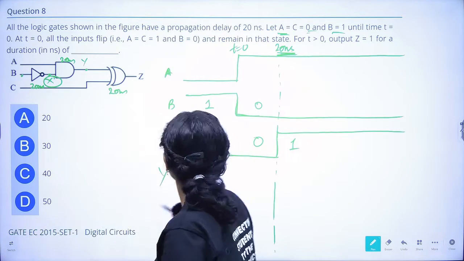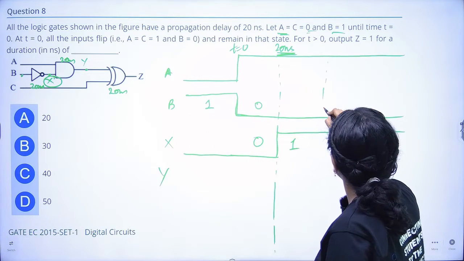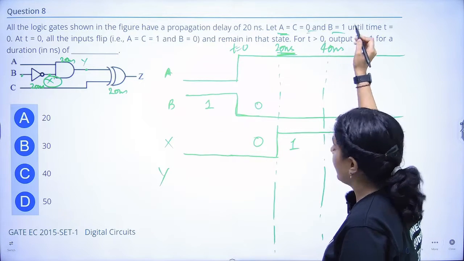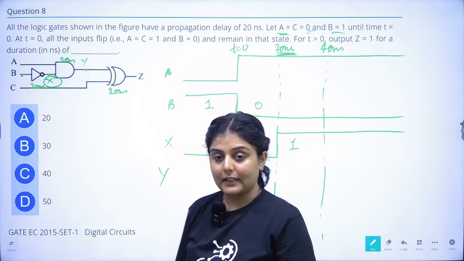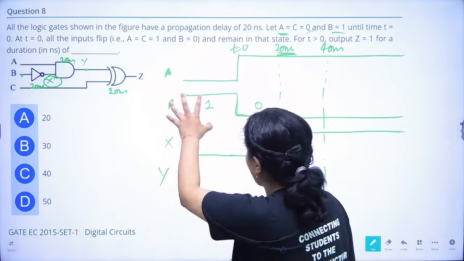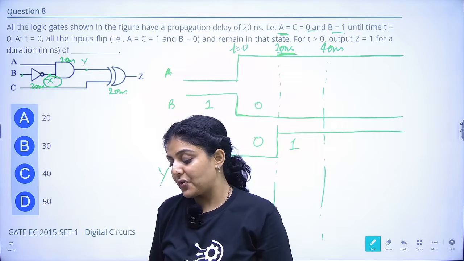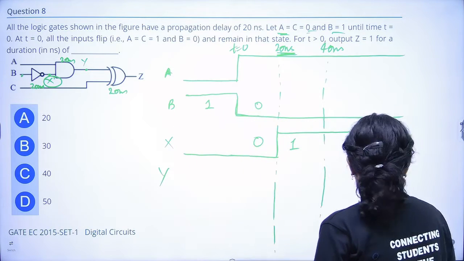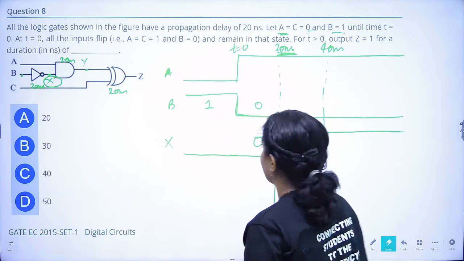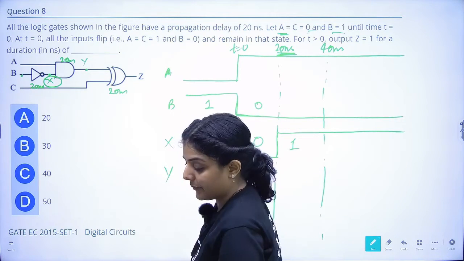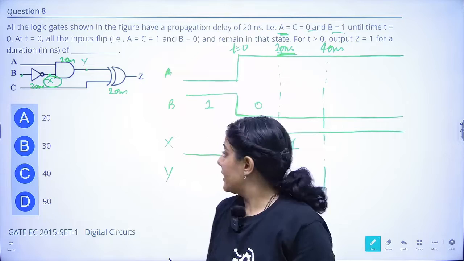So after how much time will it start giving the output? This is 40 nanoseconds, right? It will perform the AND operation simultaneously and give the final output after 40 nanoseconds. Let me just write out the output y only, the AND output, right?